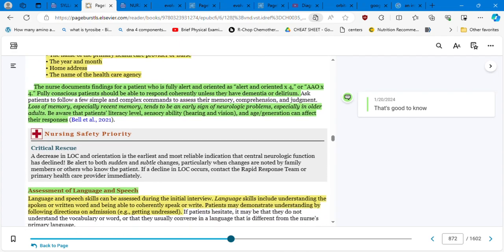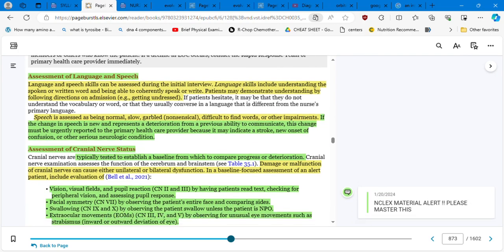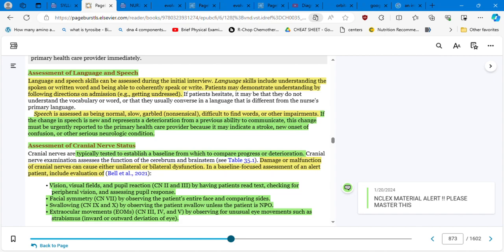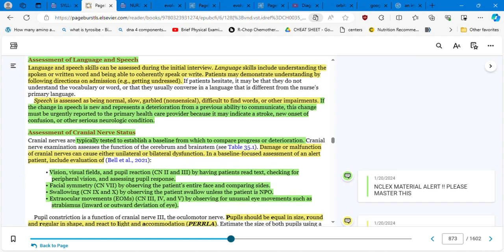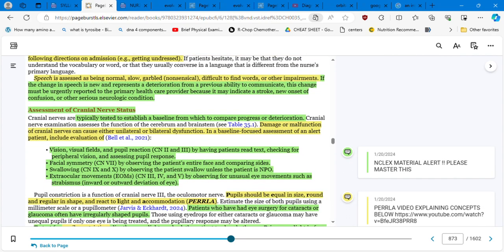Let's go to assessment of language and speech of the alert and oriented patient. Language and speech can be assessed during the initial interview. Language skills include understanding the spoken or written word and being able to coherently speak or write. Let's remember what part of the brain is having the Broca and the Wernicke, okay? You have to review that. I'm not going to tell you. Patients may demonstrate understanding by following directions on admissions. For example, get undressed, right? Speech is assessed as being normal, slow, garbled, nonsensical, difficult to find words, or other impairments.